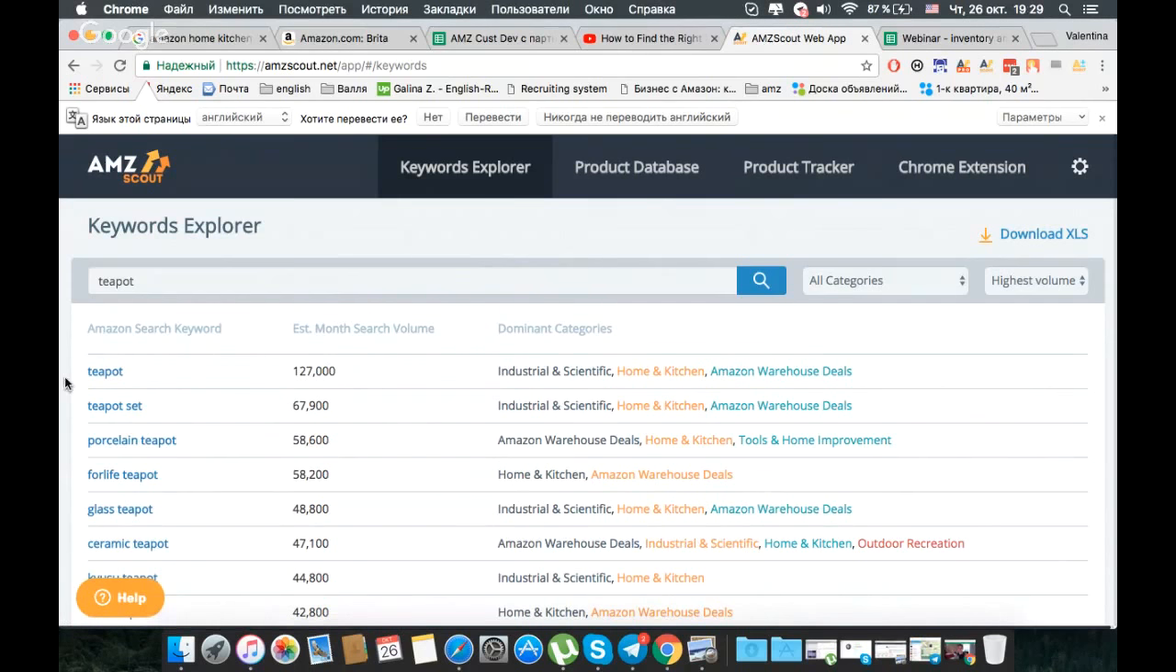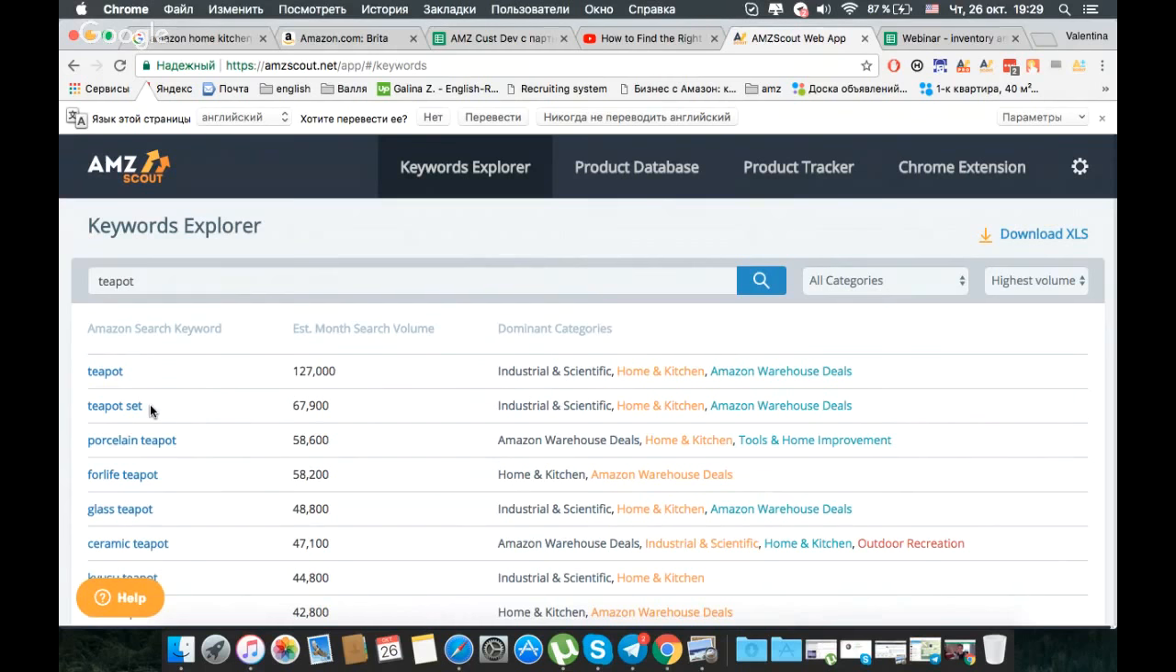So you can see the teapot, and 127,000 people looked for this product and this keyword. It seems quite awesome. Everything which is more than 50,000 searches a month, I think it's good. How to look for ideas here. If you're not sure about teapot and the quality or amount or whatever about teapot, you can look here.